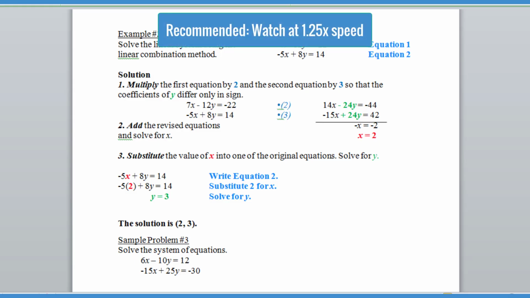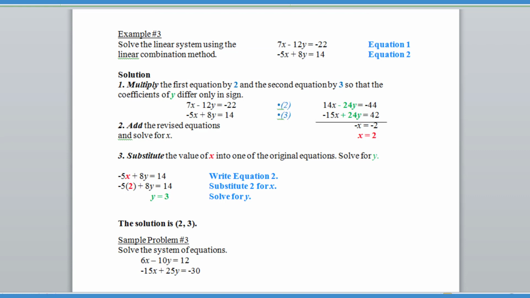You can see here in example number 3, sometimes the coefficients are going to line up to a point where you can't just multiply one of them to create that opposite coefficient. You're actually going to have to multiply a term to both equations, and it's obviously not going to be the same term. So what we're going to end up having to do is figure out what two terms need to be multiplied so that we can create those opposite coefficients.